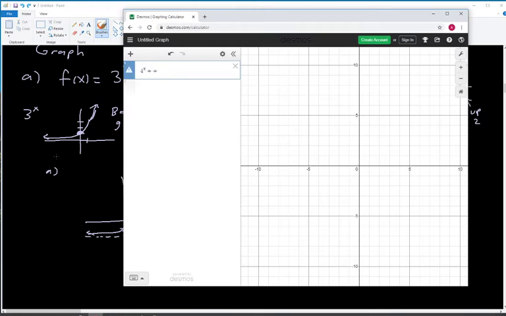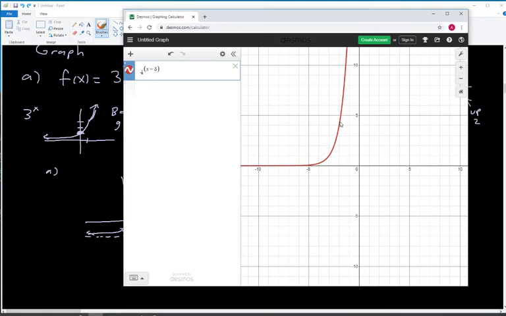Well, apparently I can't add in the power on this thing. Okay, so maybe if we do it with parentheses, that's what we need. Okay, there we go. So x plus 3, we can see that moved our graph to the left 3 units.